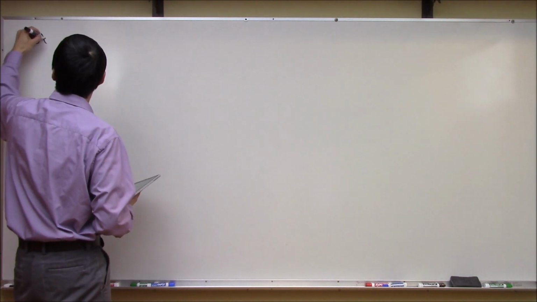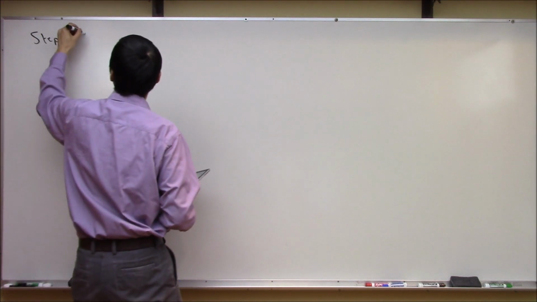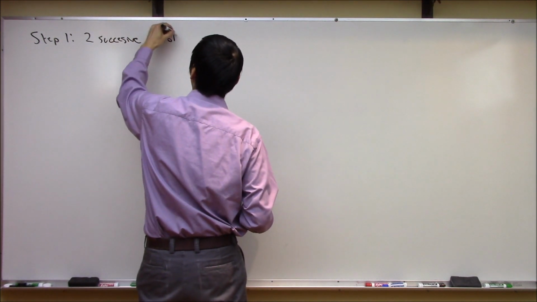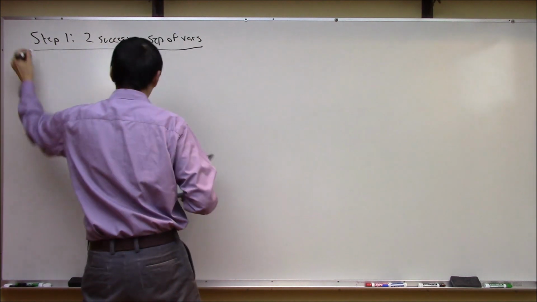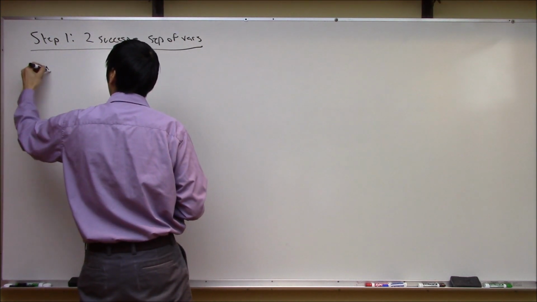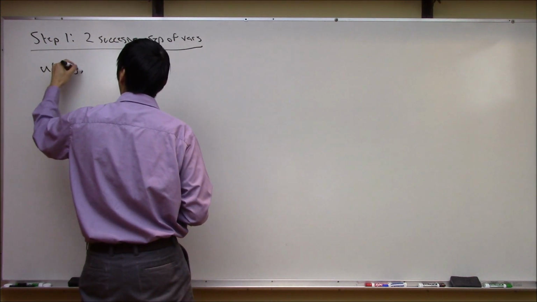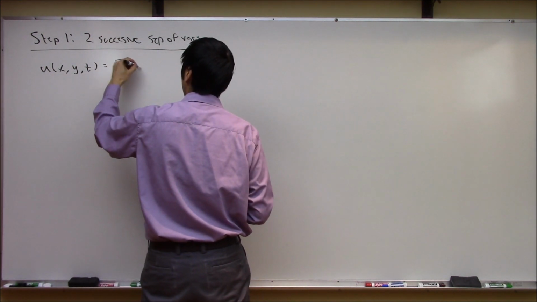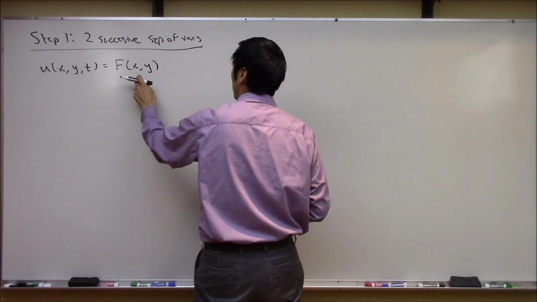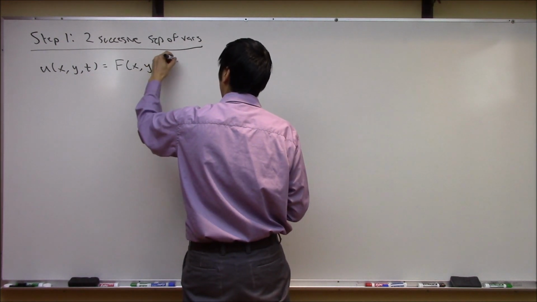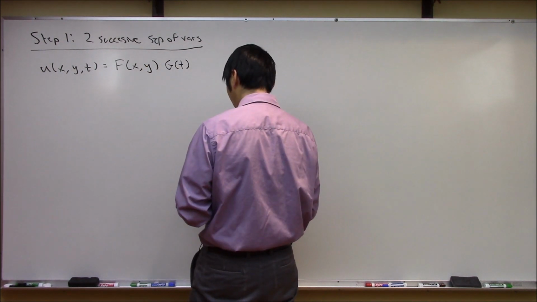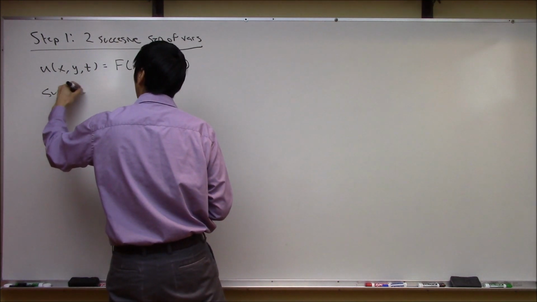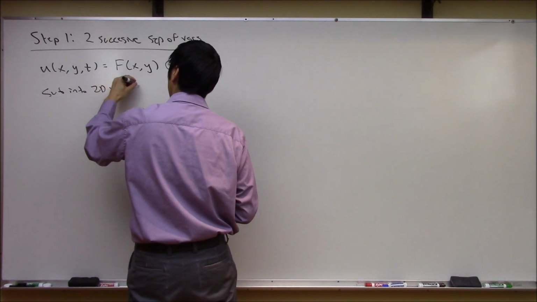So like we said here, step 1 is we're actually going to do 2 successive separations of variables. Again, we said our function u is a function of independent variables x, y, and t here. Let's first do a single separation of variables by splitting this into a function which is only dependent on the spatial variables multiplied by a function which is dependent on the temporal variable. Okay, so now let's go ahead and sub this into the 2D wave equation.